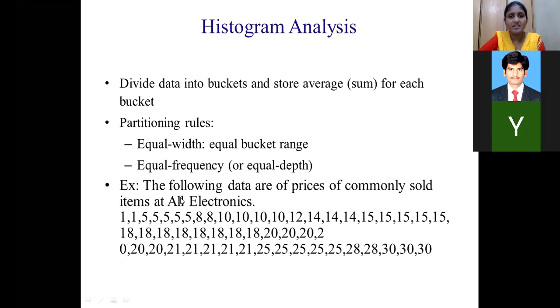Equal frequency means on the y-axis we are taking the frequency depth. That means each bucket should contain approximately the same number of data tuples. On each bucket we are getting an equal number of frequency values. Suppose the first bucket contains 5, then the second bucket also contains 5. On the y-axis, the values are the same for all the buckets.